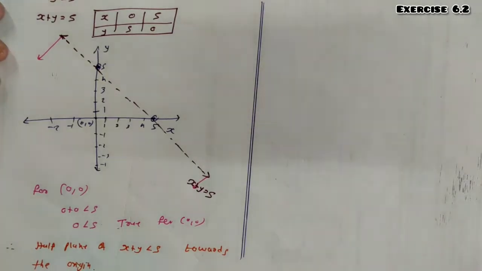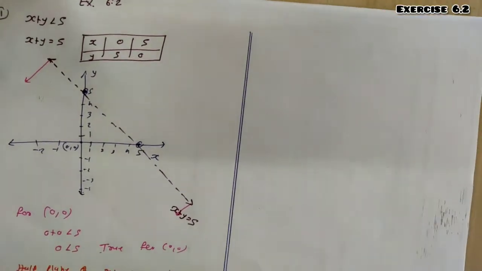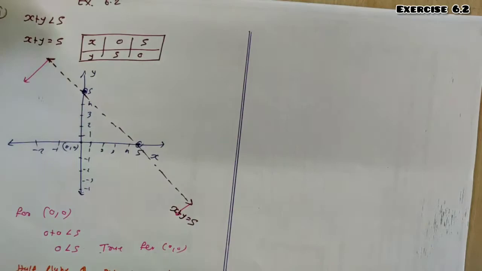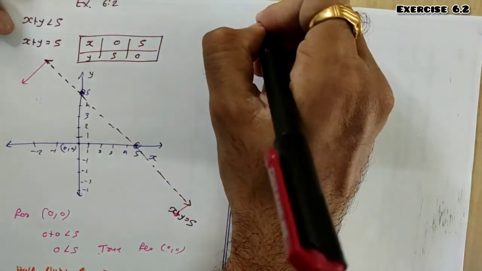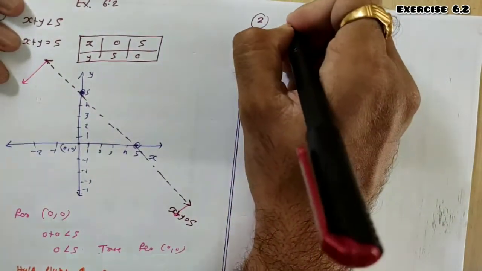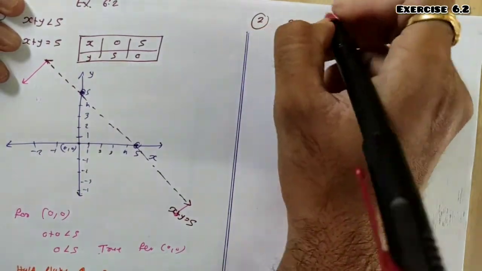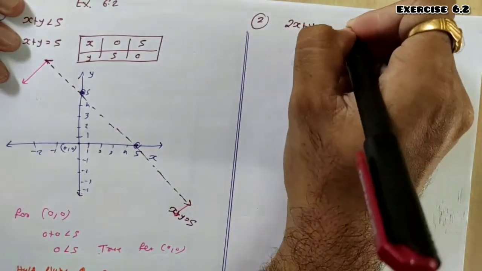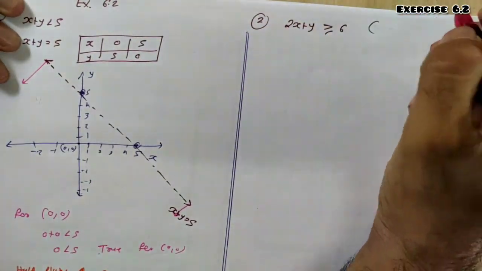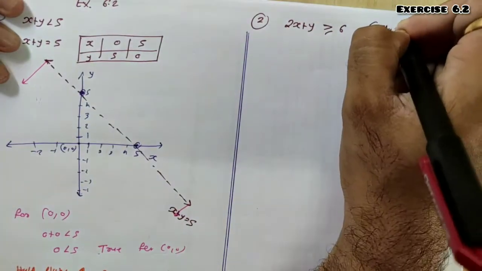Now, question number 2. Here strict inequality is there. So here we have not considered our line in the solution. Now check question number 2. For question number 2, we are given 2x plus y greater than or equal to 6. So here the inequality is a slack inequality.